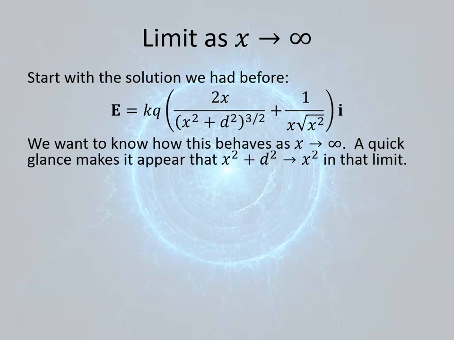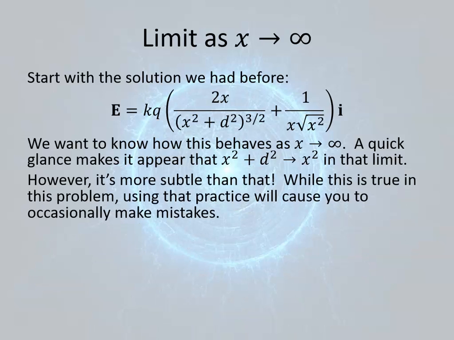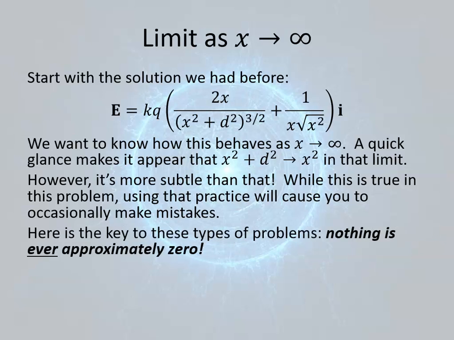In other words, when x gets really, really big, d is fixed. That's the distance between the middle charge and either of the other charges. So that's fixed. So once x gets big, x squared plus d squared just goes to x squared. But you need to be really careful when you're doing those types of things, because sometimes when you make that type of approximation, everything might end up getting 0, and you're like, yay, the electric field goes off towards 0. Well, here's the thing. When they're talking about limiting behavior, nothing is ever approximately 0.